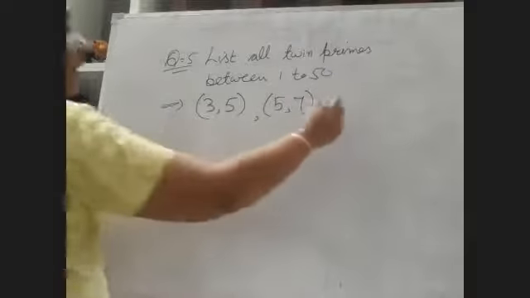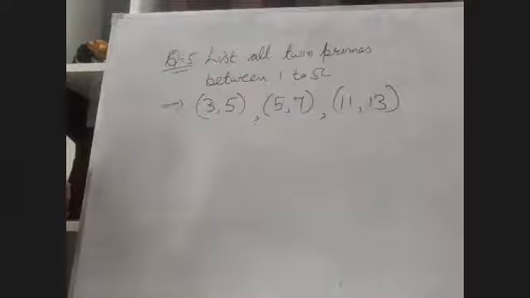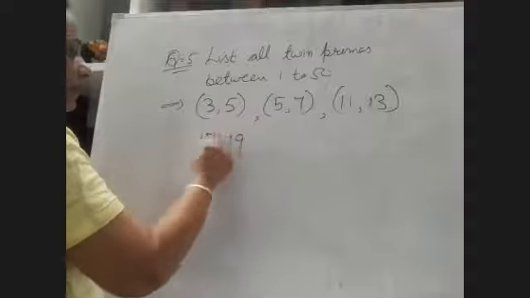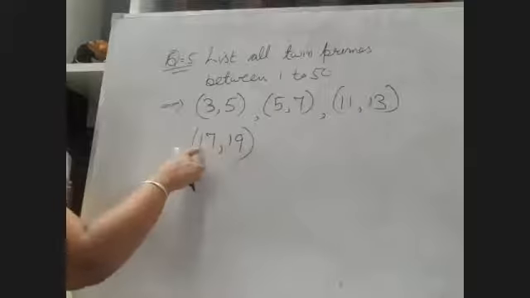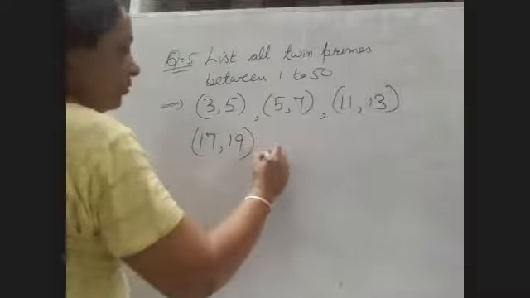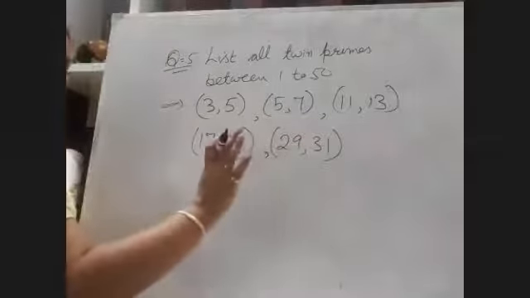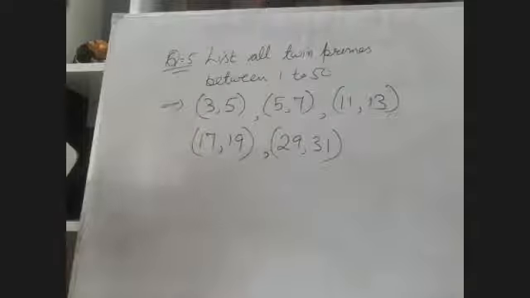Next is 11 and 13. Now 13 minus 11, the difference is 2. Next is 17 and 19. Both are prime numbers. Now check the difference. 19 minus 17, your answer is 2. And next is 29 and 31. Both are prime numbers. 31 minus 29, the difference is 2. So these are twin primes.